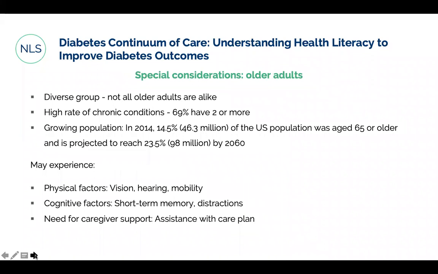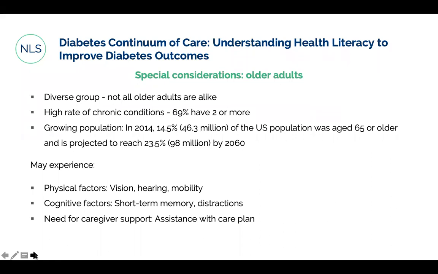Great, so when we're talking about special considerations generally for older adults, again, when we talk about older adults, we're referring to individuals over the age of 65. While they might be close in age, this is a very diverse group and their health could be influenced by many different factors. We do know that older adults generally have high rates of chronic conditions with a significant portion living with at least two or more.